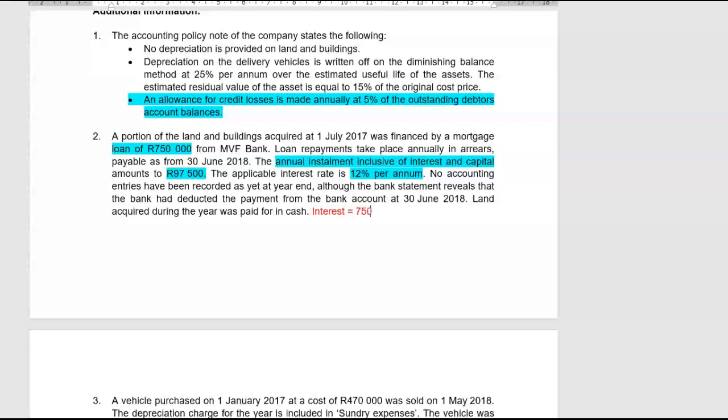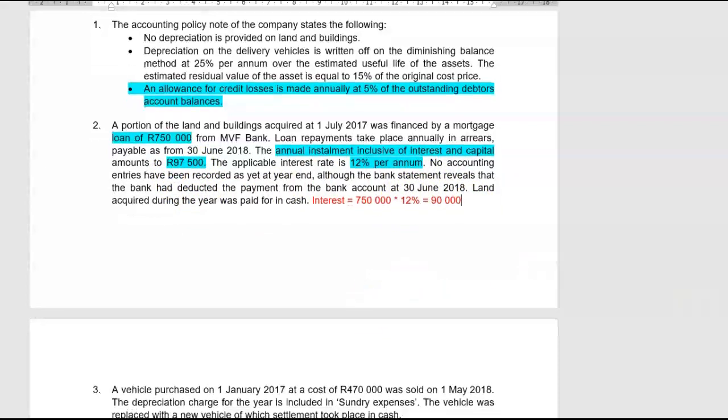The outstanding loan was 750,000. The interest rate was 12%, and this loan was outstanding for the full year. So it equals those two, and that gives us 90,000 rand interest. So the capital repayment of 7,500 would have been the only one that you would have accounted for in your cash flow from financing activities. The 90,000, you know that you disclose under operating activities.